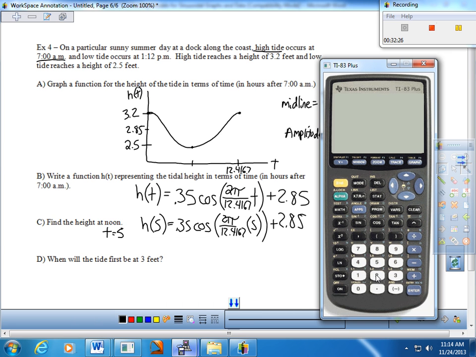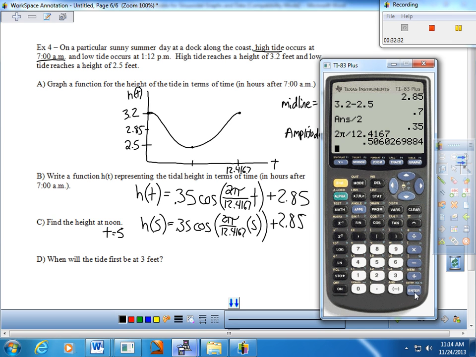All right, I do want that value there. What was that b value? So 2 pi divided by 12.4167, give or take. So about 0.5060. So that's sort of what I'm after there.